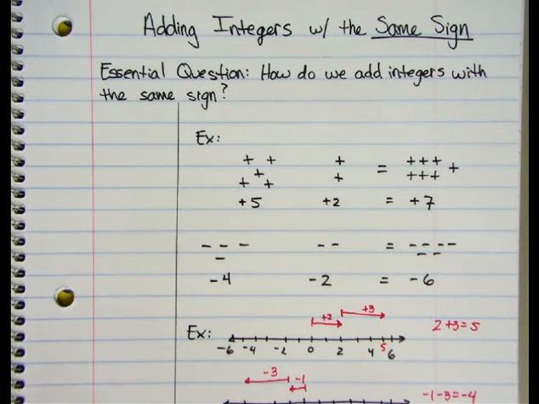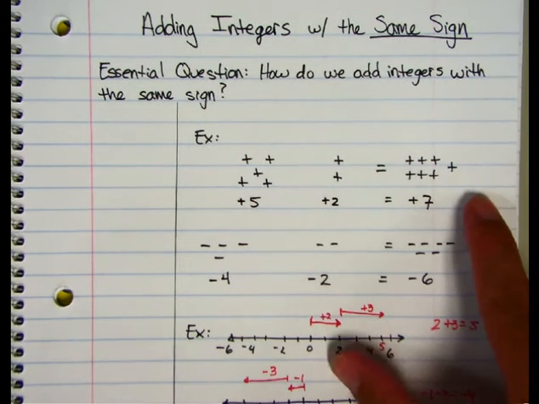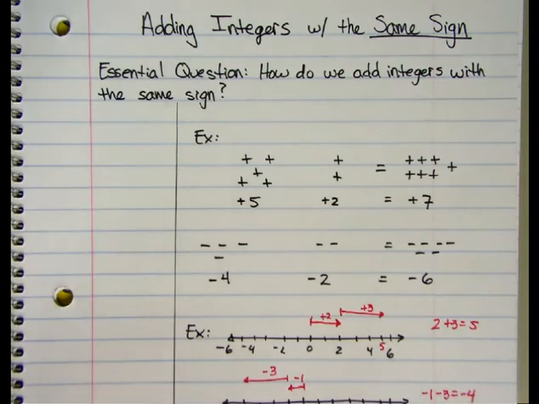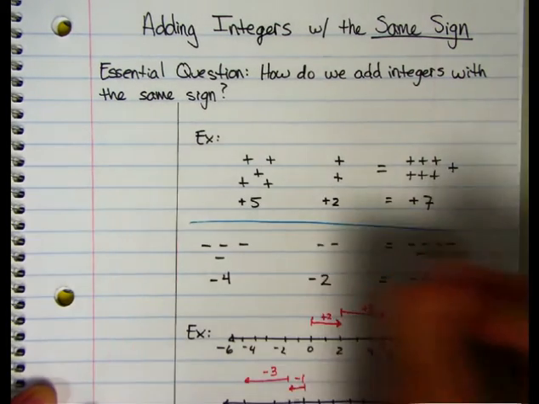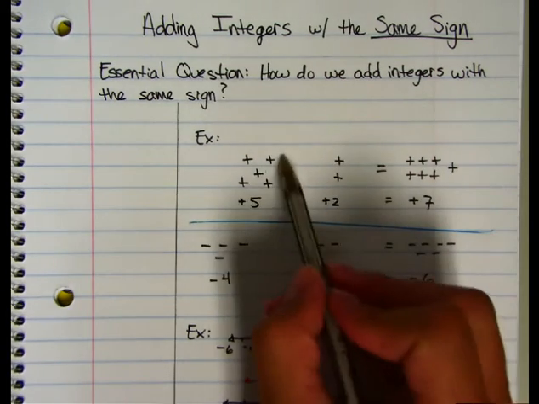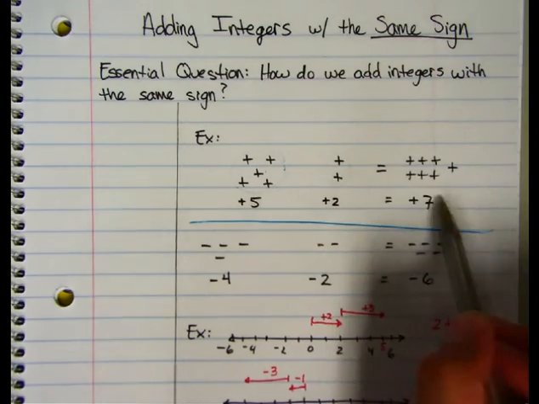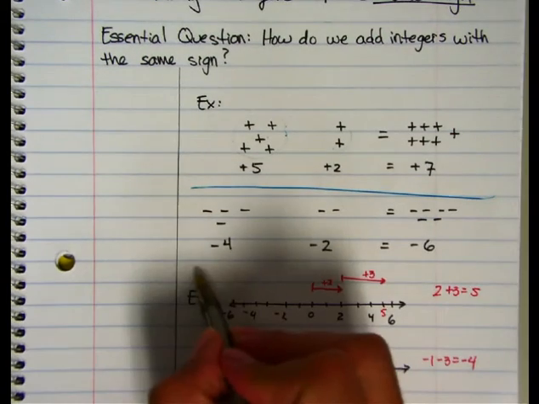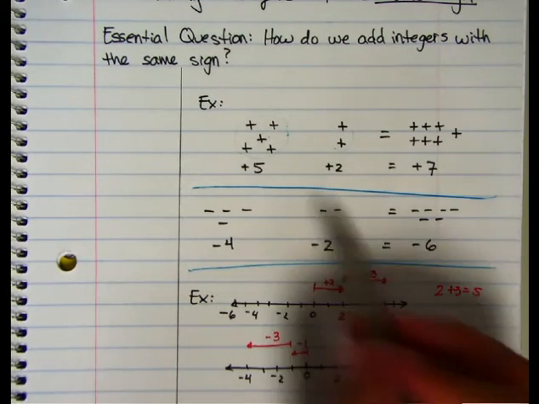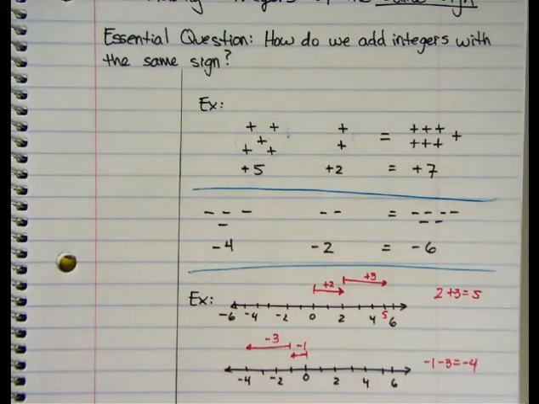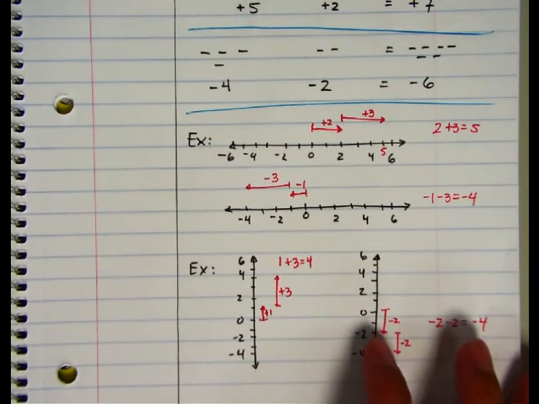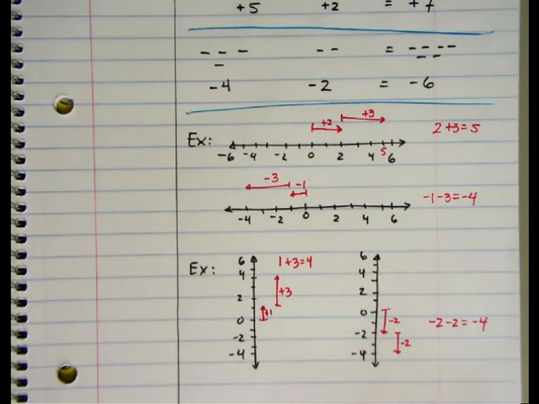So I'd like you to add your essential question to your notebook. You already have it. Maybe draw your own examples. I have one here that shows what happens when they're all positives, right? 5 positives, 2 positives, 7 positives. What happens when it's negatives? 4 negatives, 2 negatives gives you 6 negatives. And then you have the other examples using the number line. So take a moment and copy this down, or make your own examples if you like. It'd be even better in your own notebook.